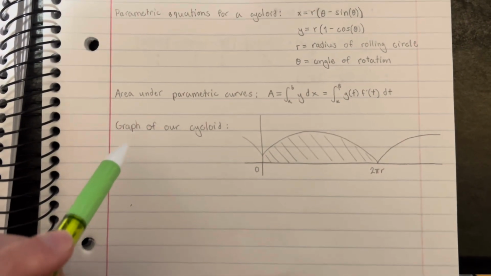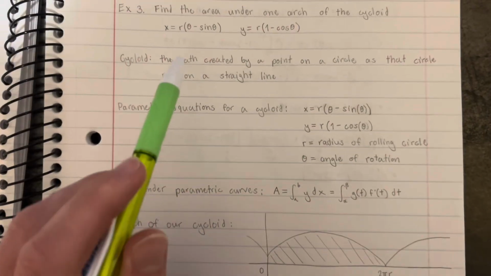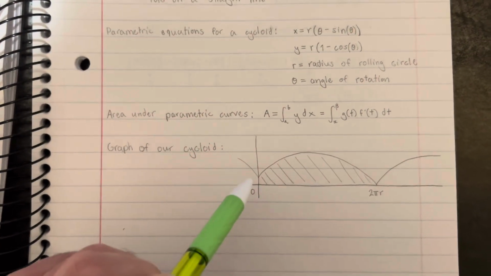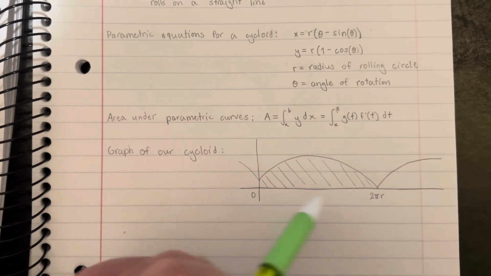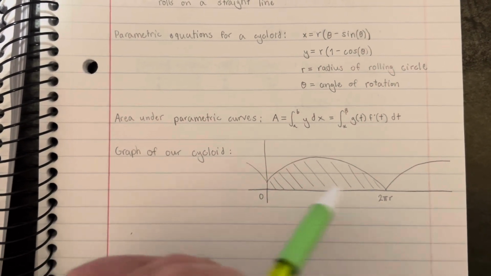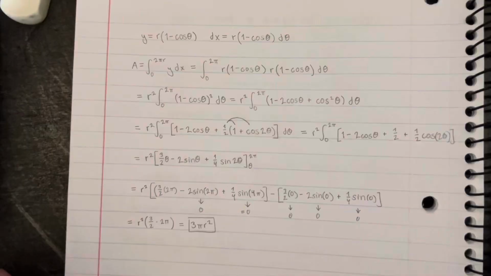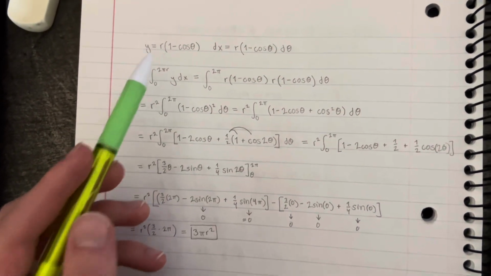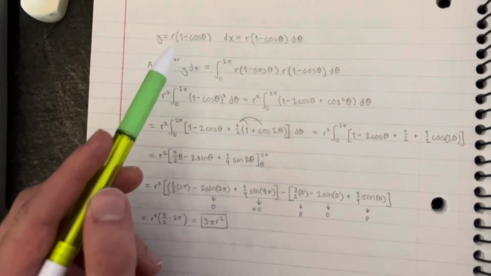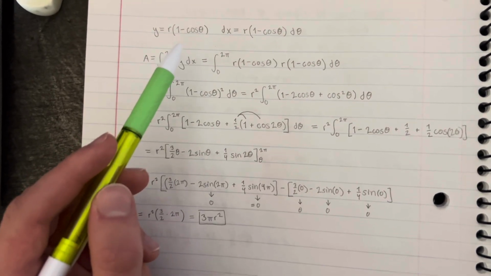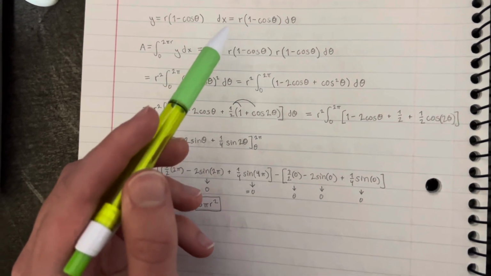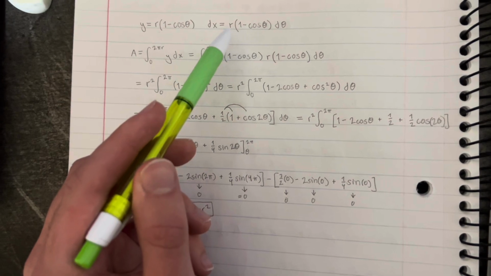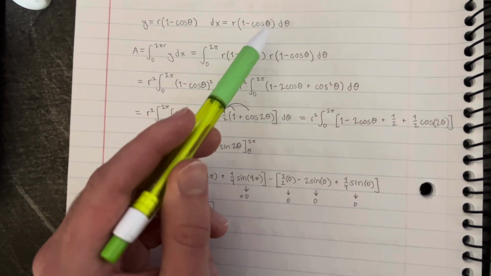And this is the graph of our cycloid, which comes from these parametric equations. And when we graph them, we see that one cycloid goes from 0 to 2 pi r, so we would want to find the area from 0 to 2 pi r. And the final two things we need to start solving this problem are y and dx. We already have our y value from the problem, which is r times (1 minus cosine theta), and dx would be the derivative of the x equation we were given, which would be r times (1 minus cosine theta) d theta.